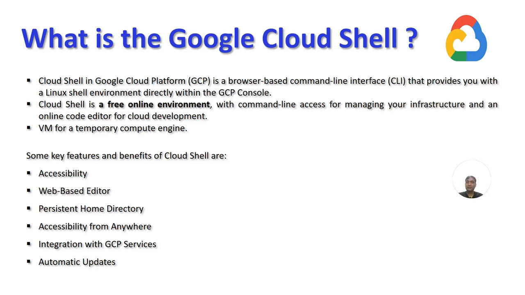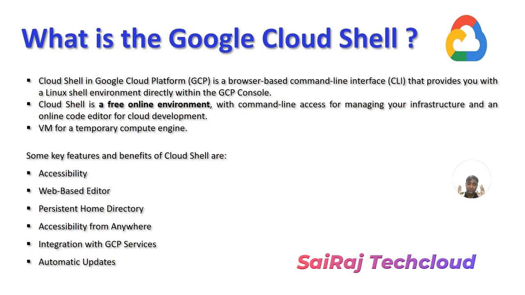As you can see here, some of the key features and benefits for accessibility: web-based editor, persistent home directory, and accessibility from anywhere. Guys, since Cloud Shell is accessed via web browser, you can use it from anywhere with an internet connection. It provides a consistent command line experience across different devices and operating systems. Guys, the Cloud Shell is seamlessly integrated with various GCP services and APIs.